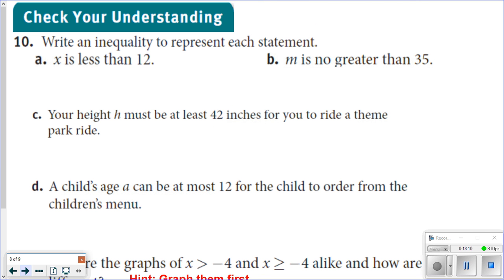Look at the check your understanding box, and if you need more room, you can write in the My Notes section of your book. But we are going to write an inequality to represent each statement. So please pause the video, and I want you to try questions A, B, C, and D, because we did this on our note sheet.